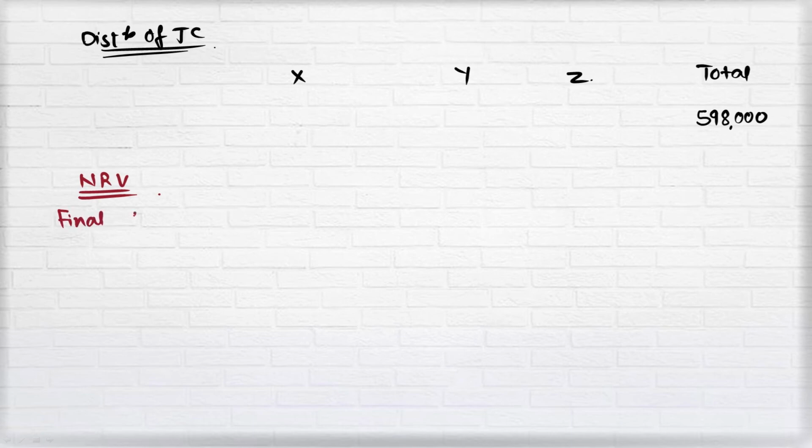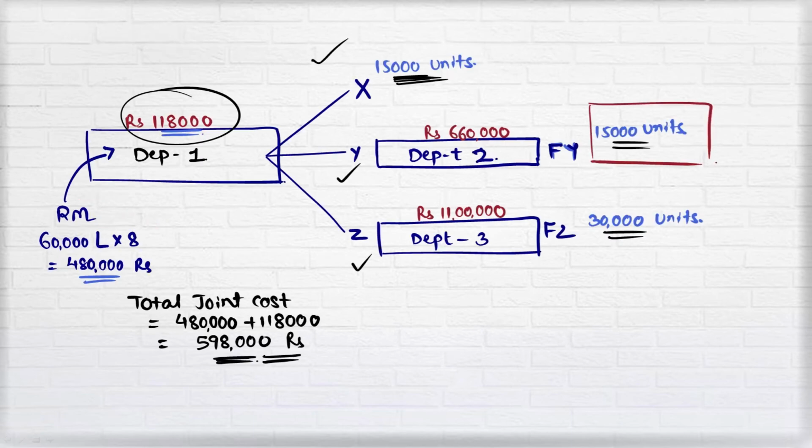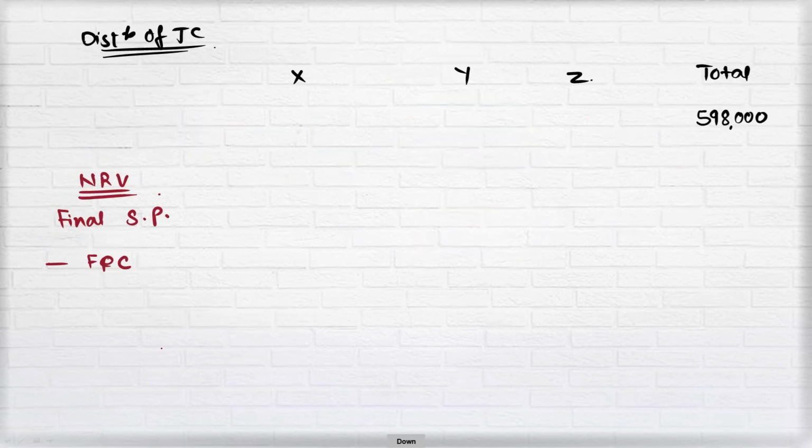Final selling price. This is how we find out NRV, right? Final selling price minus further processing cost. What we do? We start from here, reduce this cost, so we get the answer over here, right? So final sales price minus further processing cost is equal to NRV. What am I finding out of X? It is incorrect and we'll be rectifying it. But first try to understand what is incorrect. Final selling price will be, 10,000 units are sold at what rate?